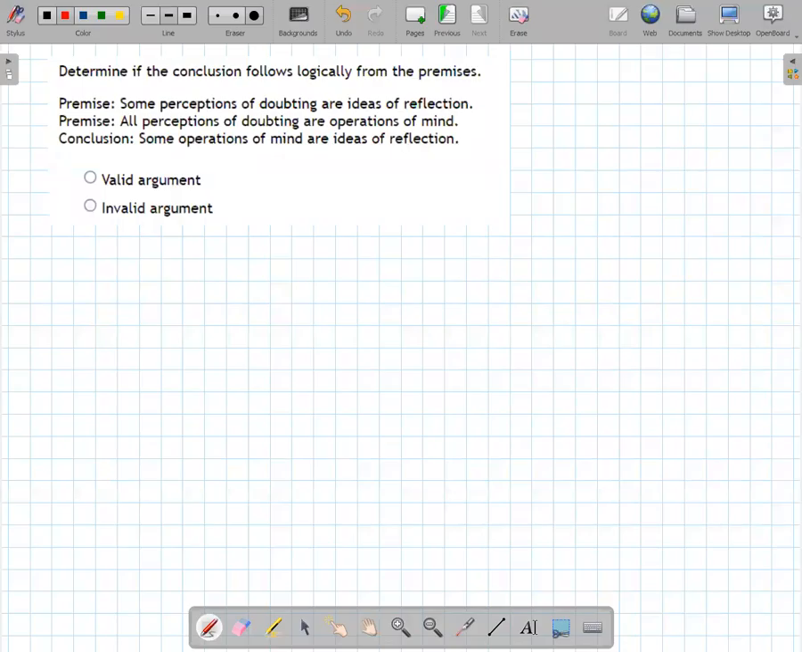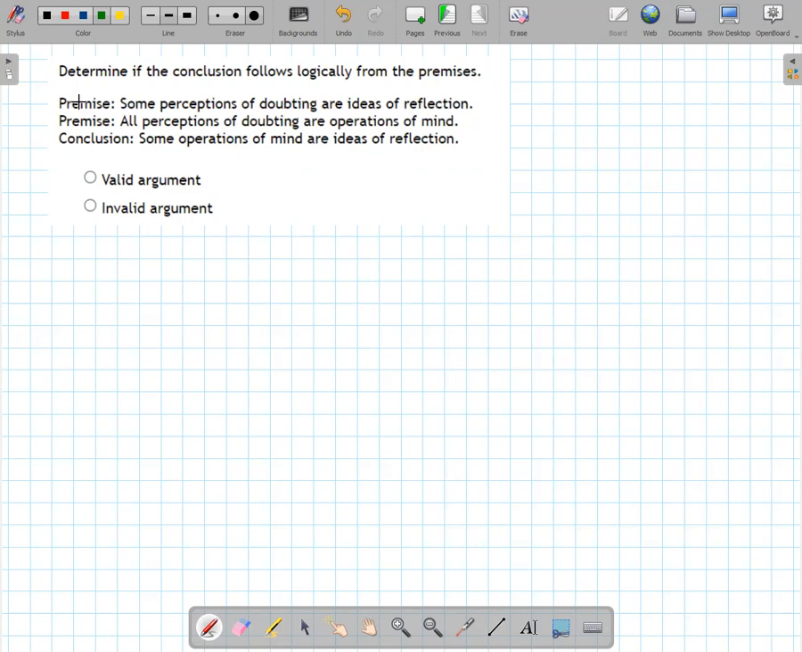So let's see if we can determine if this syllogism is valid or invalid. To do that, I'm going to use Venn diagrams. I have some perceptions of doubting are ideas of reflection. Then I have all perceptions of doubting are operations of mind. Do those two lead to the conclusion that some operations of mind are ideas of reflection?